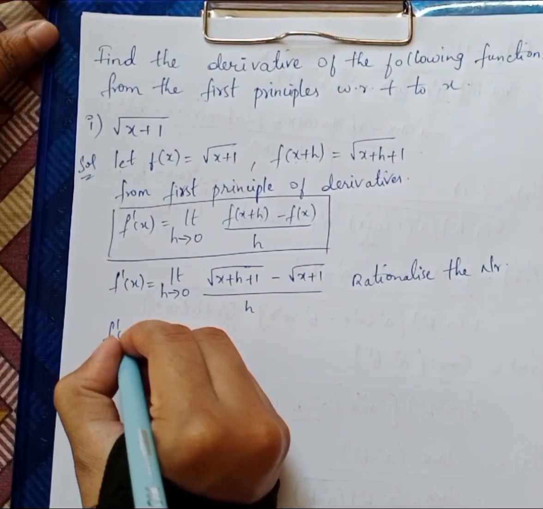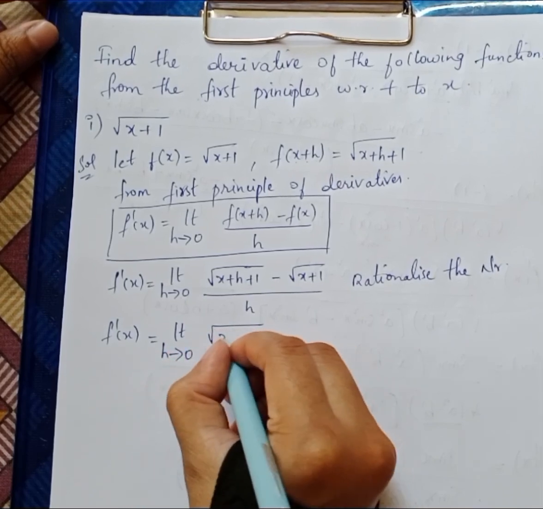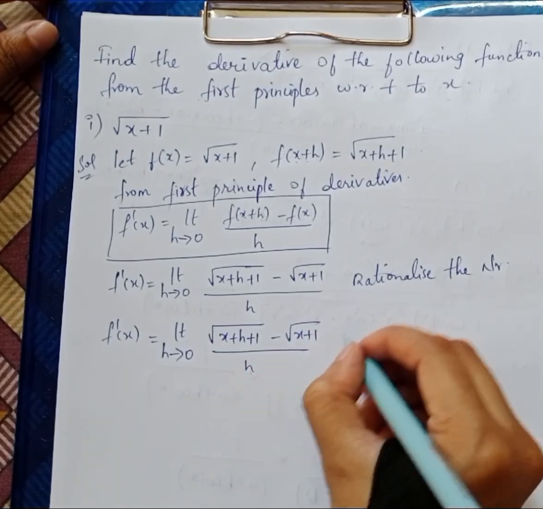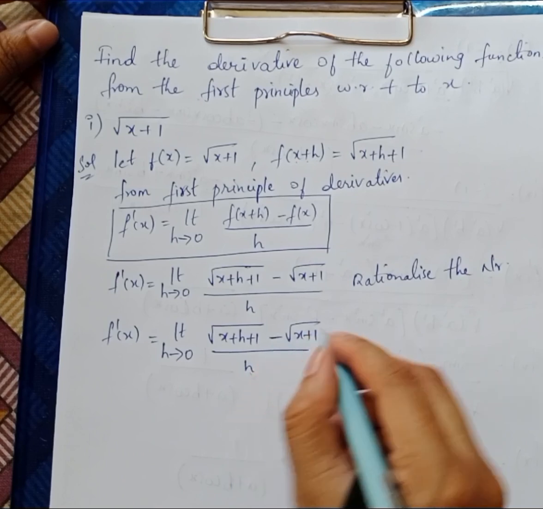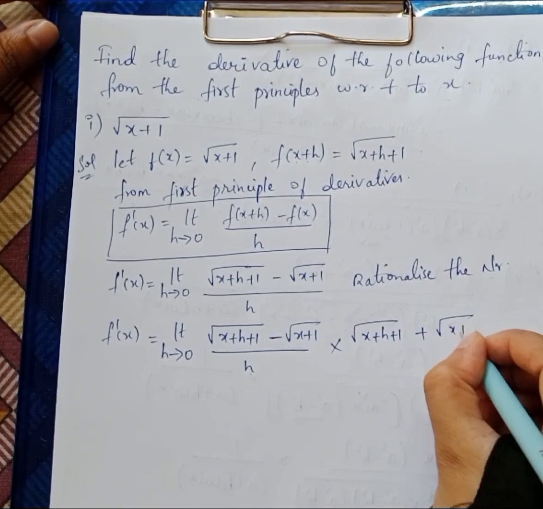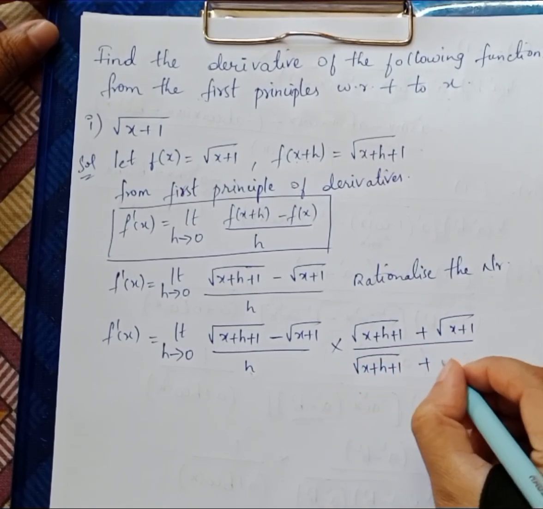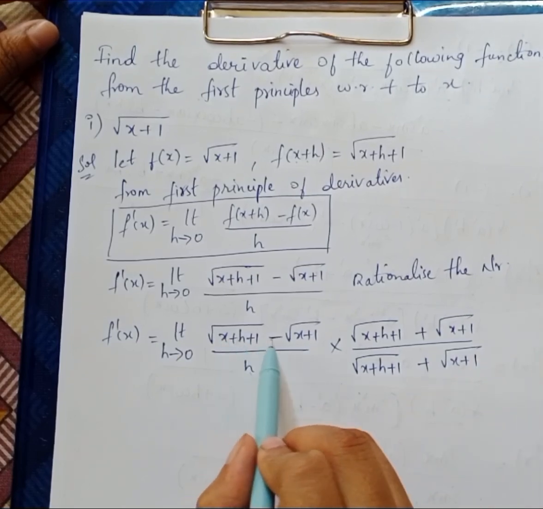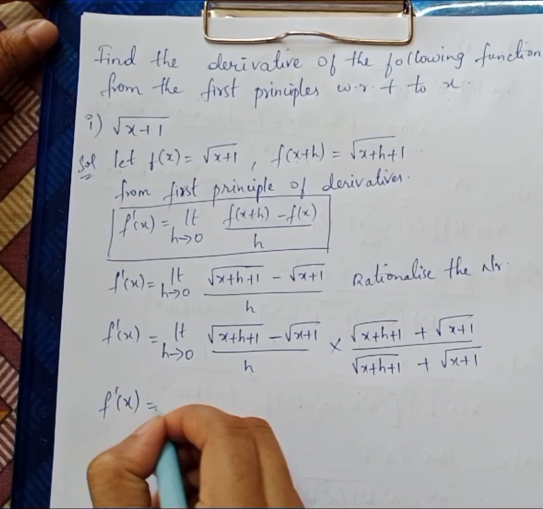Okay, so f dash of x equals limit h tends to 0 of root of x plus h plus 1 minus root of x plus 1 by h, into, we have to write the opposite sign of this term. So it is root of x plus h plus 1 plus root of x plus 1 by root of x plus h plus 1 plus root of x plus 1. This is in the formula a minus b into a plus b, which is a square minus b square.